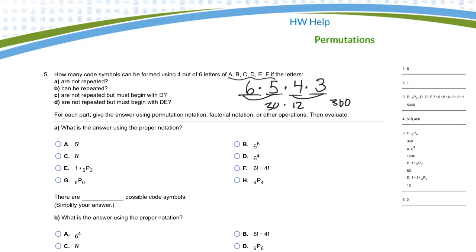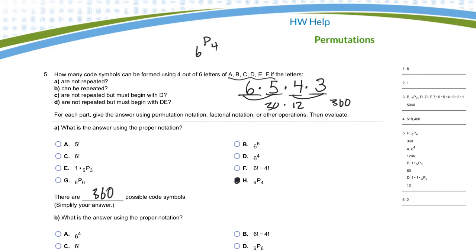Oh, they want me to say what way I could write that. Well, there's 6 letters, and I'm wanting to find permutations of 4. So 6 pick 4, that one. I don't think there's any other ways I could write that. Nope, I think it's just that one.